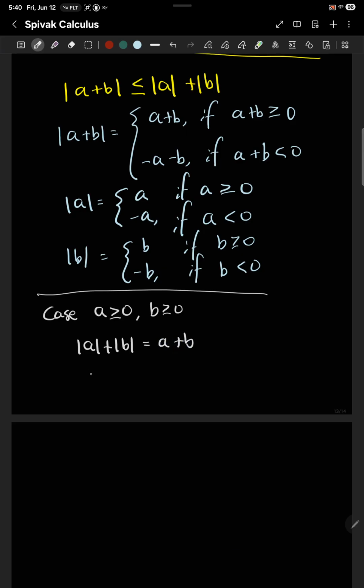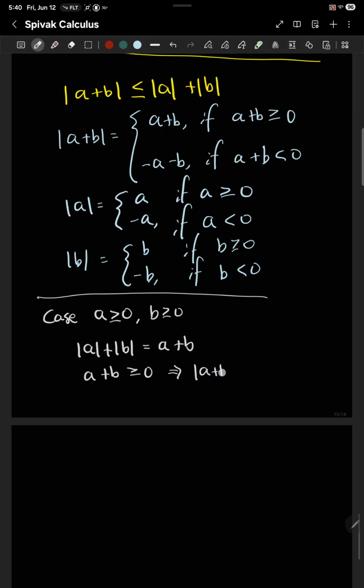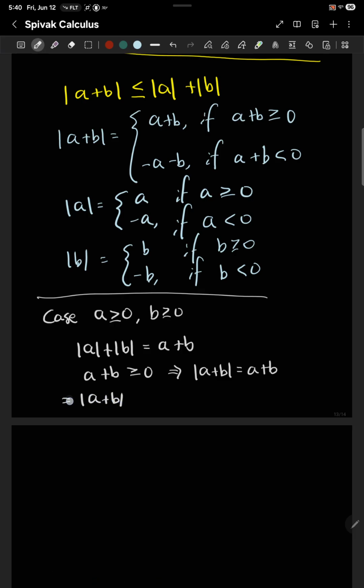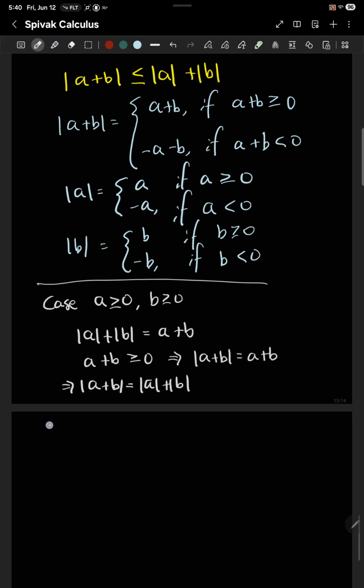How about a plus b itself? This is positive, because since a is positive and b is positive, a plus b is also positive, which means that the absolute value of a plus b is equal to a plus b, right? So this means that they are equal, because they represent the same thing when a and b are both positive.